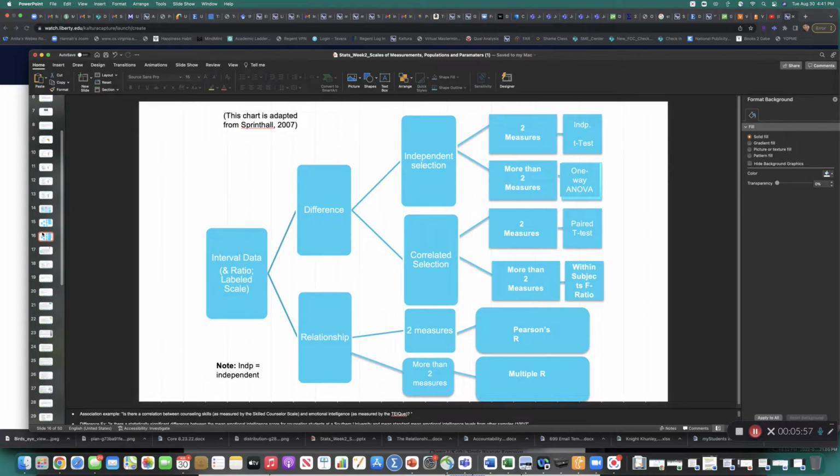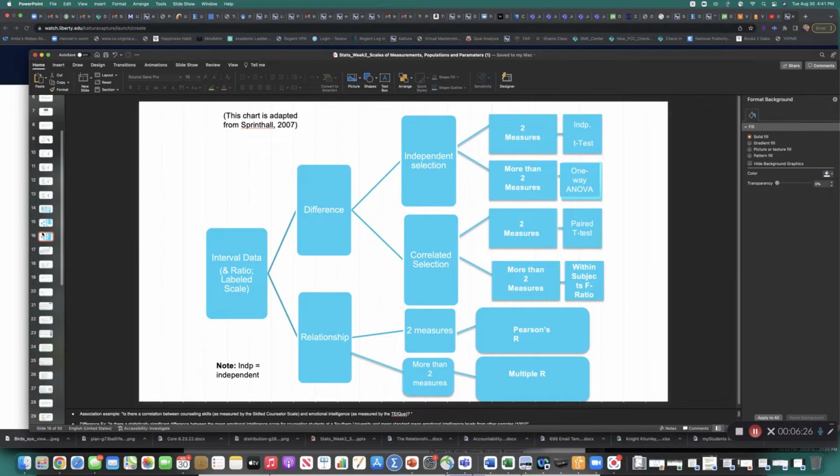Then we go on to ask how many measures we have. If we have a treatment and control group and we have 2 measures and we're looking at the empathy scores for the treatment group, the empathy scores for the control group, then we're going to do an independent samples t-test. If we're looking at the empathy scores for the treatment group from pre-test to post-test, with just 2 measures, we're going to use the paired t-test.